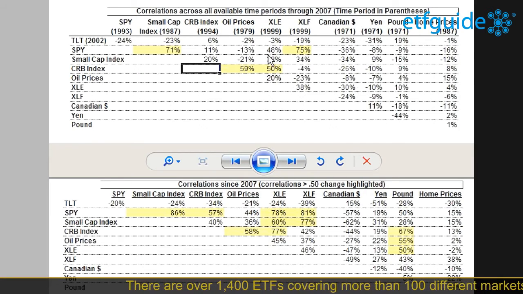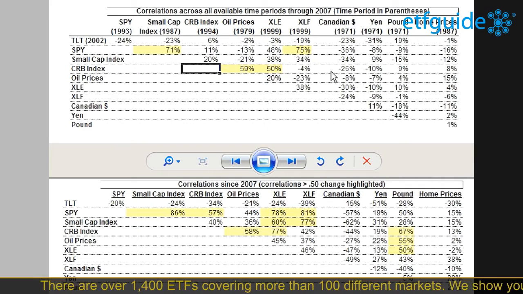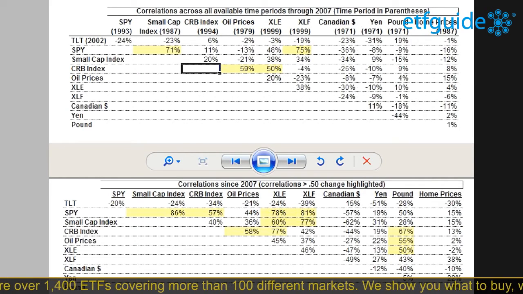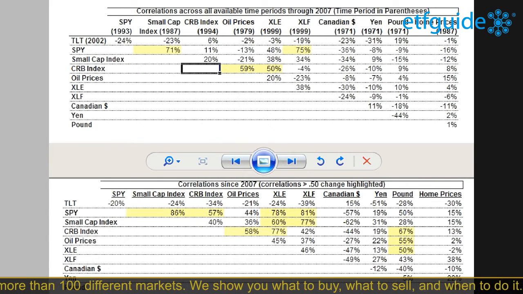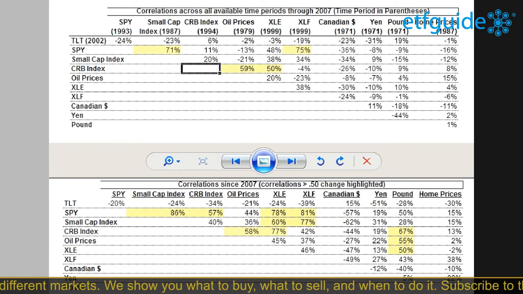On this table, when a number is negative or close to zero, it means there's little or no correlation between the assets, and that means that you likely would get some benefit by holding both assets in your portfolio.